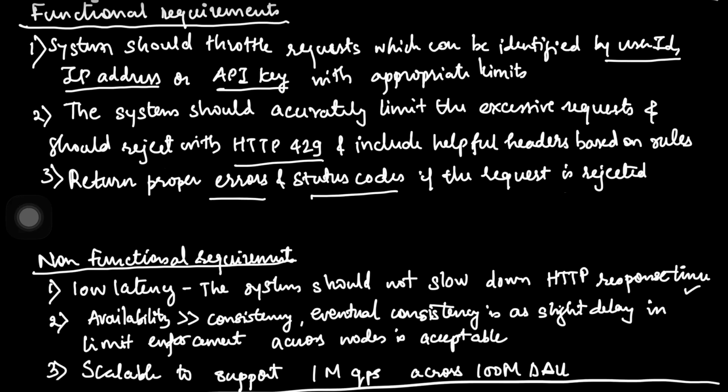Finally, we need a system that is truly scalable. We are aiming to support 1 million queries per second, which we call QPS, across a massive base of 100 million daily active users, which is DAU. This scale is exactly why we cannot just keep a simple counter in a single server's memory, and that is where we will be dealing in our non-functional requirements.